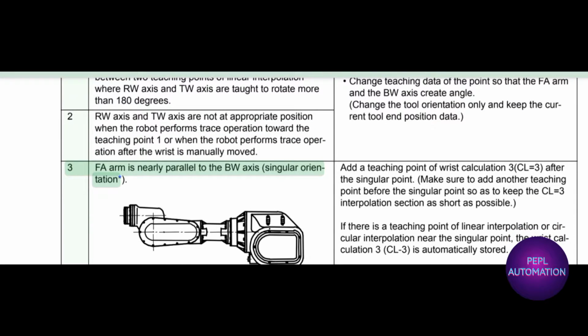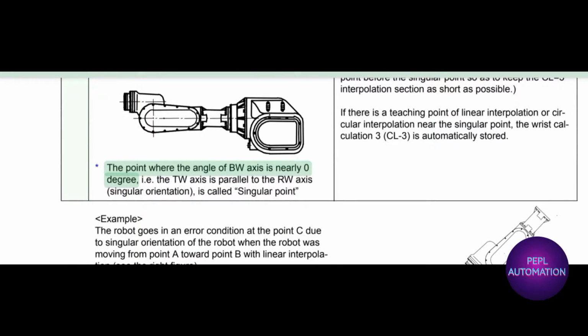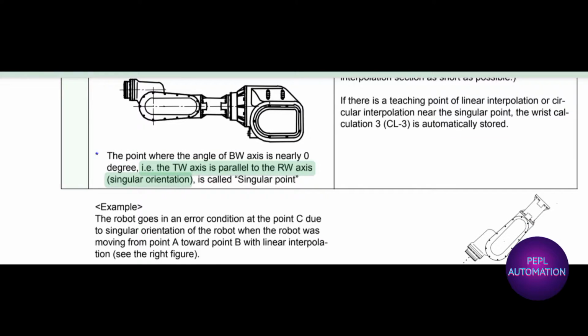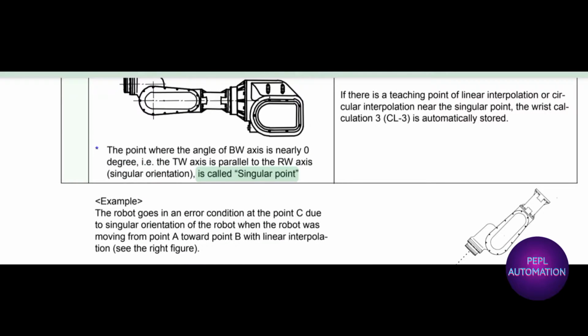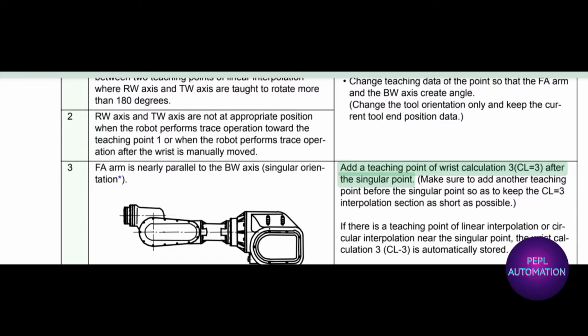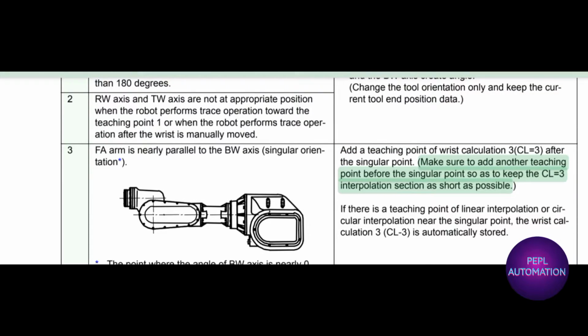3. The FA arm is nearly parallel to the BW axis, a singular orientation. The point where the angle of the BW axis is nearly 0 degrees, i.e. the TW axis is parallel to the RW axis, is called a singular point. Add a teaching point of wrist calculation 3, CL equals 3, after the singular point. Make sure to add another teaching point before the singular point so as to keep the CL equals 3 interpolation section as short as possible.